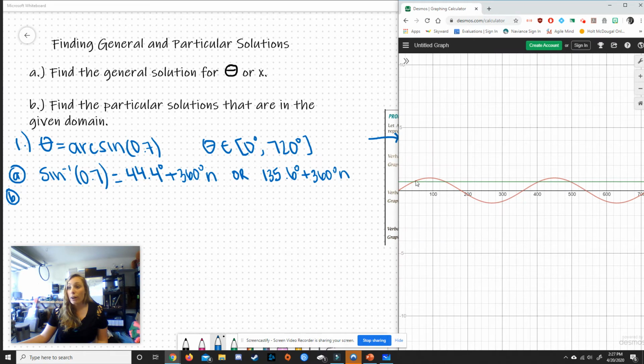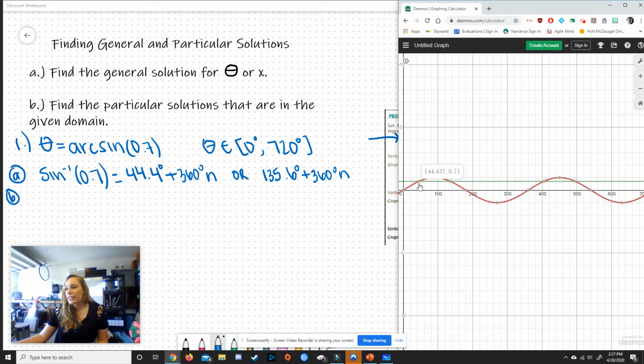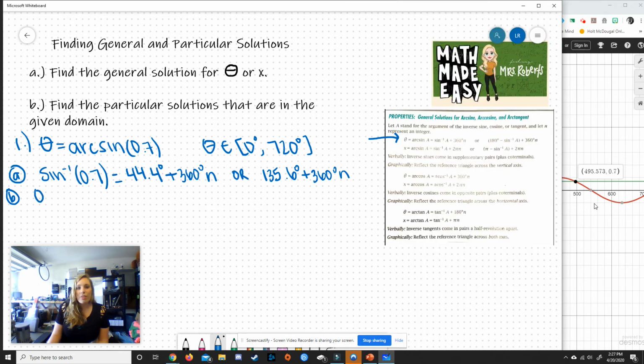Now, there are a lot more solutions. I could keep clicking, and the next one that we get is right here. But 764 is outside of our given domain, and so we are not going to include that one in our list of solutions. So our particular solutions within the given domain are going to be theta equals 44.4 degrees, 135.6 degrees, 404.4 degrees, and 495.6 degrees. There we go.